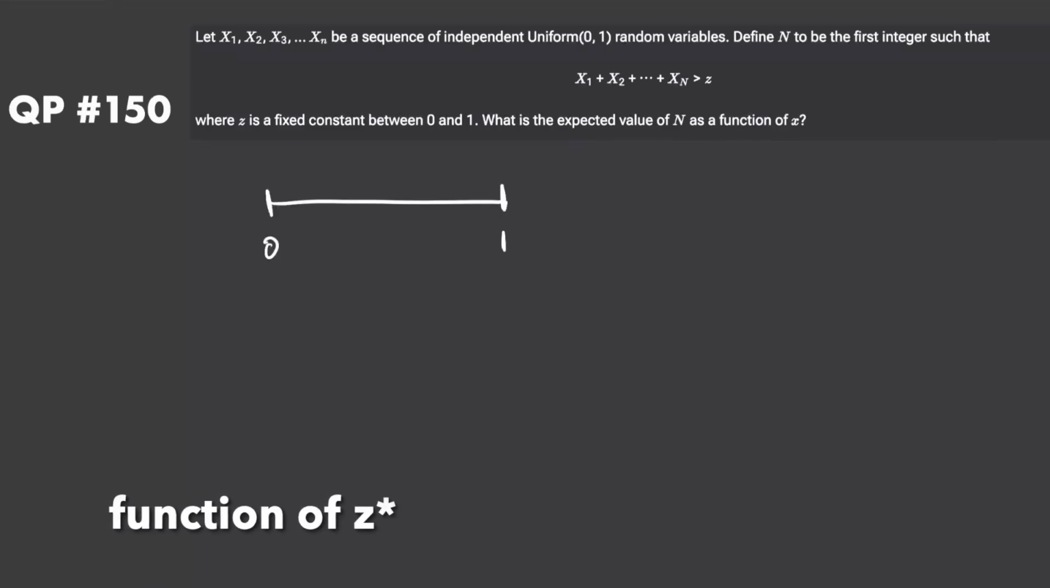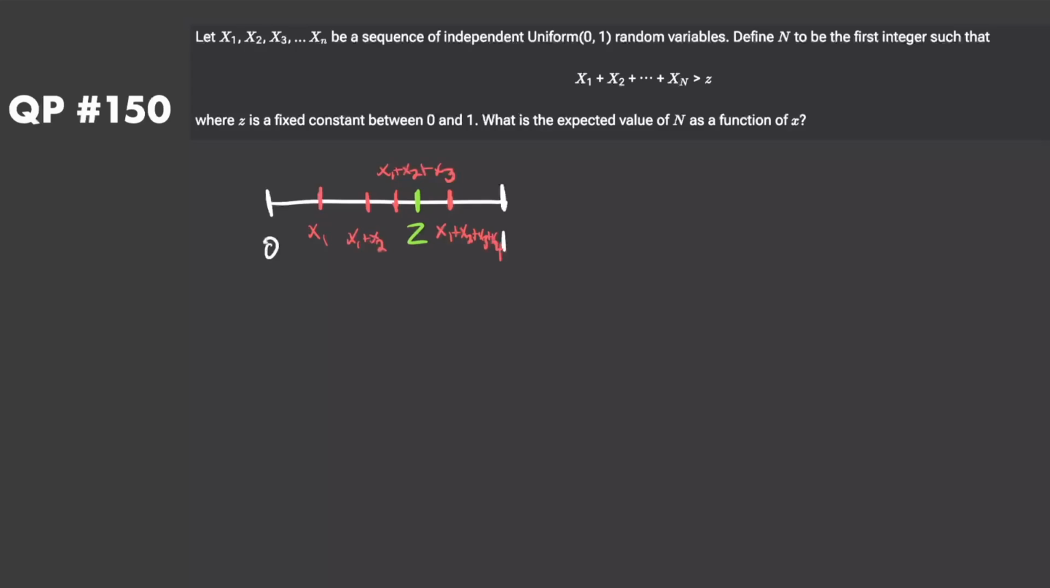Basically what we're saying here is, if I have my number line between 0 and 1, I'm going to fix some constant z between 0 and 1, and then I'm going to take my uniform 0 to 1 random variables. Maybe my x1 is right here, and then I'm going to sum them up. I keep summing them up, so maybe x1 plus x2 is right here, and then x1 plus x2 plus x3 is right here, and I keep going until eventually I have x1 plus x2 plus x3 plus x4, and that's going to be greater than z. At that point, n equals 4 in this case, because we're summing up 4 random variables.